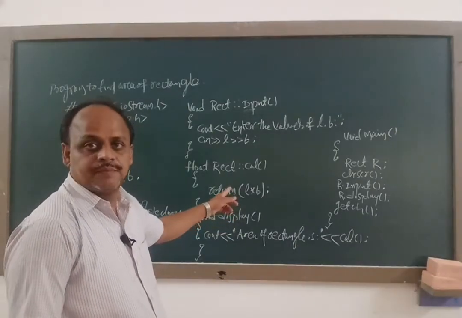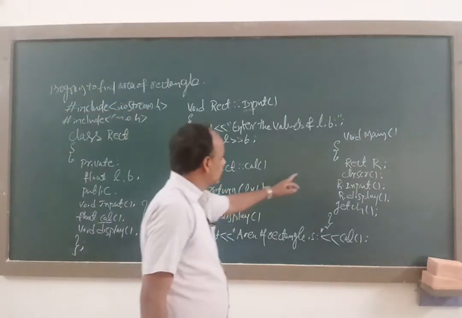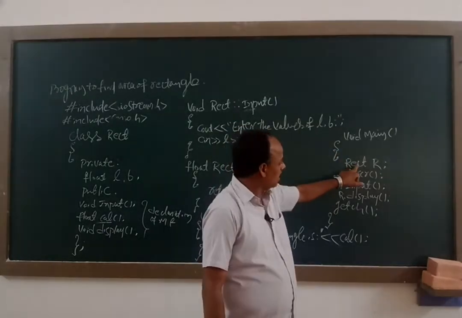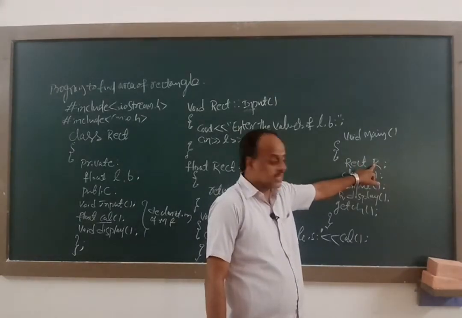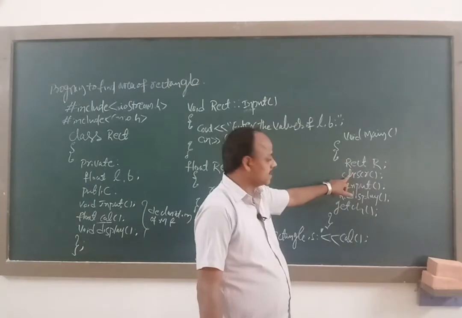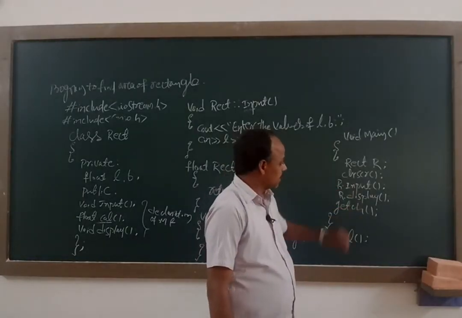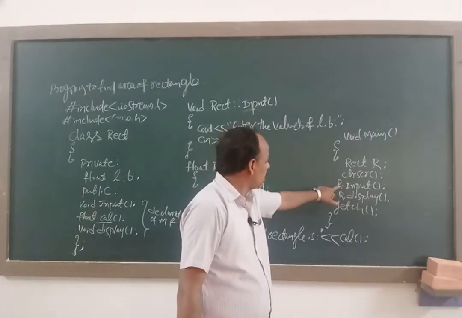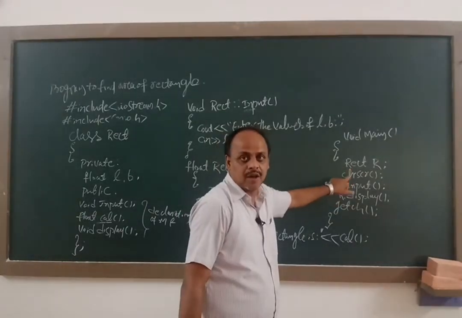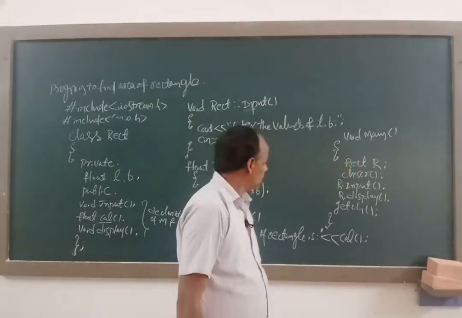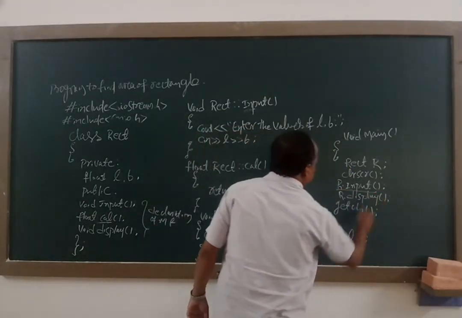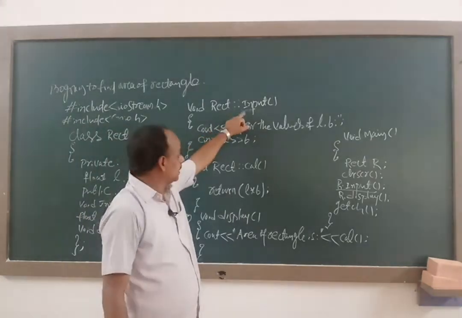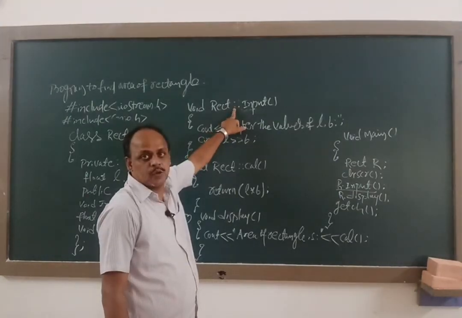Now let us see how it works. Program execution starts from the main function. In the first step, object declaration is made, meaning RECT space R, R is the object for the class RECT. Next, the clear screen function. R dot input function means the input function is called with the help of the object R. So this R belongs to class rectangle. So where is the input function? R dot input function means it finds the input function. Here is the input function. We wrote code outside the class, therefore I used the scope resolution operator here.